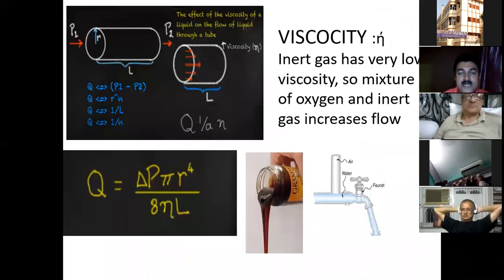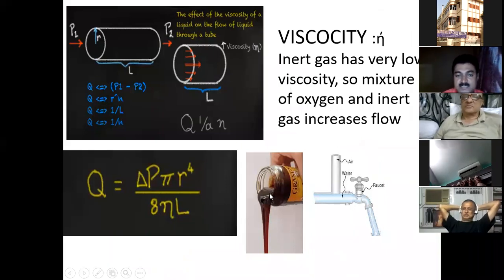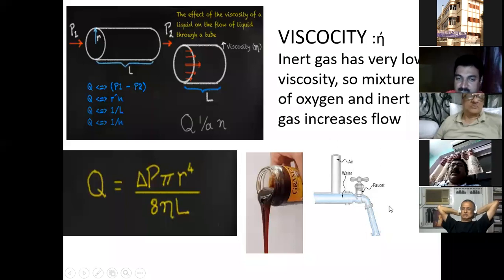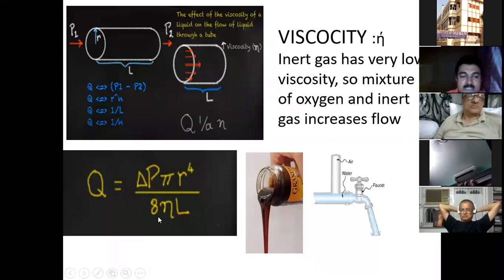And next is viscosity. The viscosity is very clear. This is honey or any sugary syrup, I already told you, and this is the viscosity of water. So in this fluid you will get a very minimal flow, where the viscosity is maximum, and air has a minimum viscosity as compared to the fluid. If we place this viscosity here, this is called eta. So viscosity is inversely proportional to the flow.